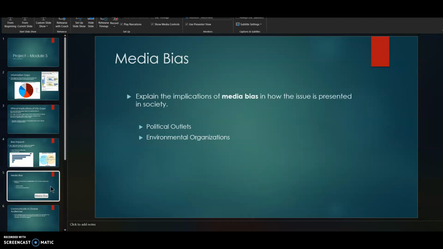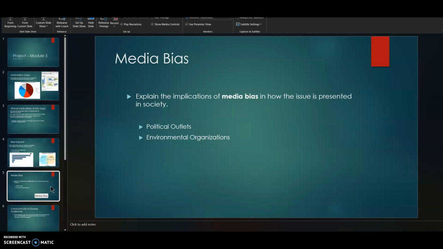The next section is about media bias. So what are the implications of media bias? We talked about this in previous weeks: depending on what media organization you're consuming information from, that could determine how the information is presented to you. If you're watching a more conservative news outlet, they're going to give you a skewed view of the issue, versus a more liberal outlet, which will give you their own version of it.